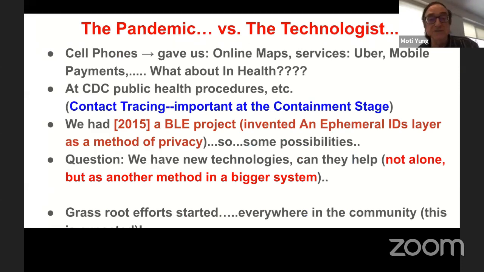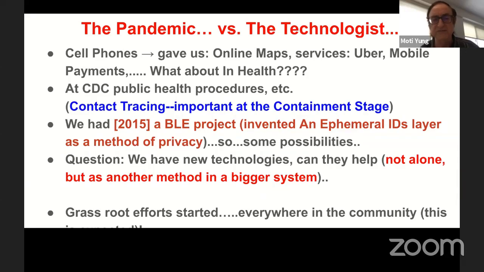So, the pandemic versus the technologies. We have cell phones, and they already gave us many applications like online maps. You can navigate with your phone. You can have other services. You can ride services like Uber and others, mobile payments, and so on. So what about health? And I agree with others, there are well-established health procedures, pandemic procedures. The CDC has them in the US.